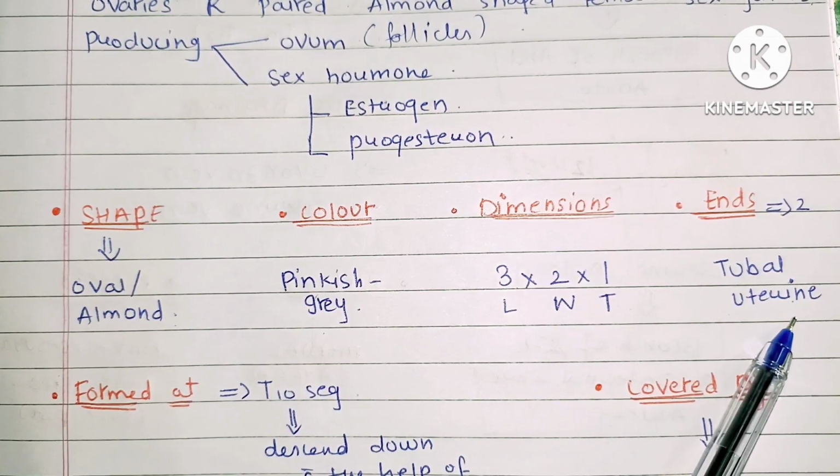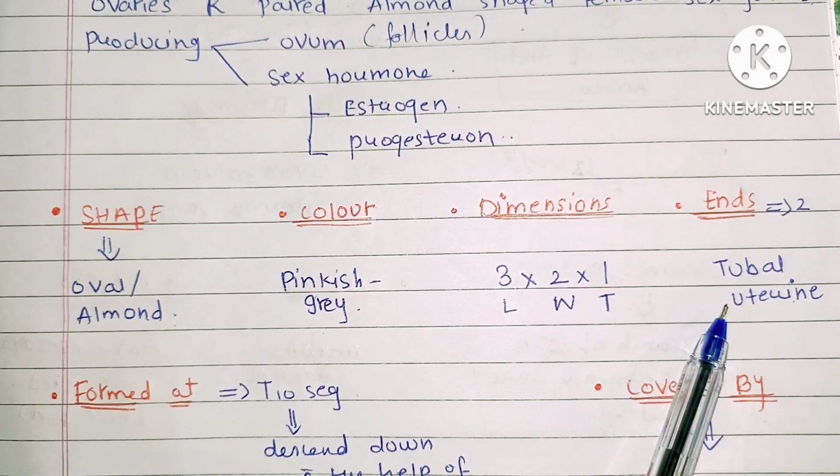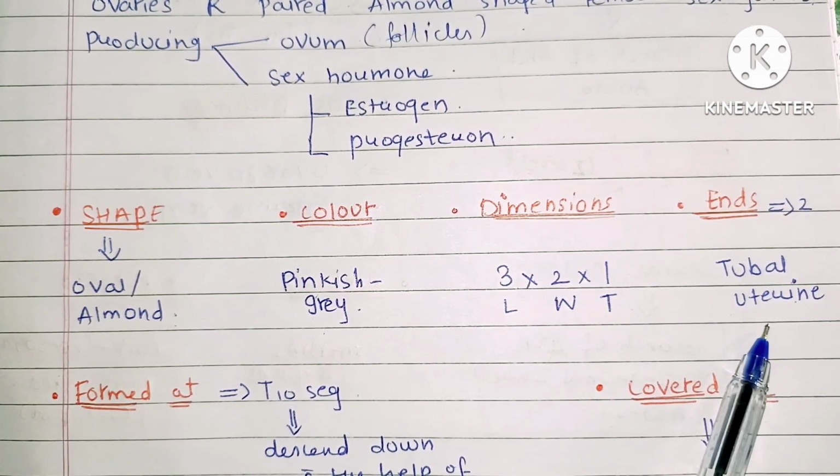Now, how will you learn that it has 2 ends, tubal and uterine? See, one end is closer to the uterus through the ovarian ligament. Now the other end is towards the fimbrial end, and fimbriae are part of the tube, so it has 2 ends, that is tubal and uterine end.